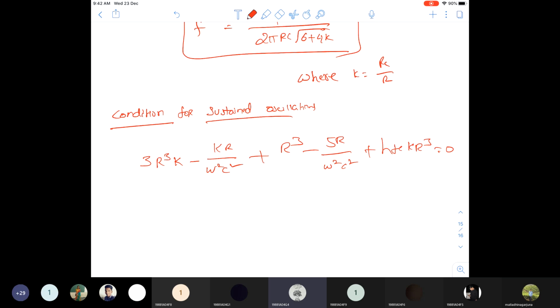Sir, mod A beta is equal to 1, sir. A beta equal to 1, no? Okay. Now what is the equation for the RC phase shift oscillator?